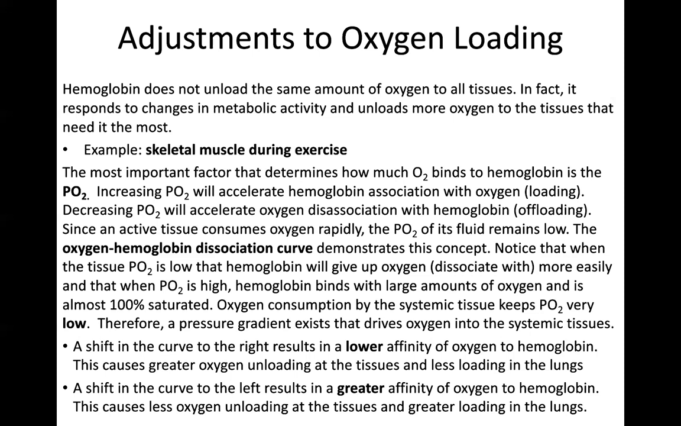Notice that when the tissue PO2 is low, and I'm going to show you on the next slide, hemoglobin will give up oxygen, or dissociate from it, more easily than when the PO2 is high, which results in hemoglobin binding with large amounts of oxygen and therefore being almost 100% saturated.